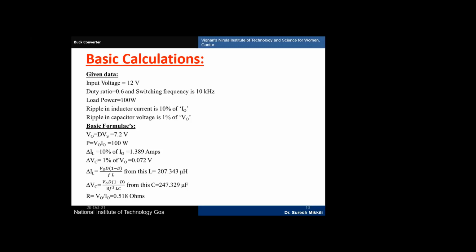From the output power, I calculate V naught and I naught. Delta IL, the ripple in the inductor current, is 10% of I naught, and ripple in the capacitor voltage is 1% of V naught, that is calculated. From the ripple in the current and the ripple in the voltage, we have calculated the design: how much L needs to be considered, how much C, and how much R. So try to understand.